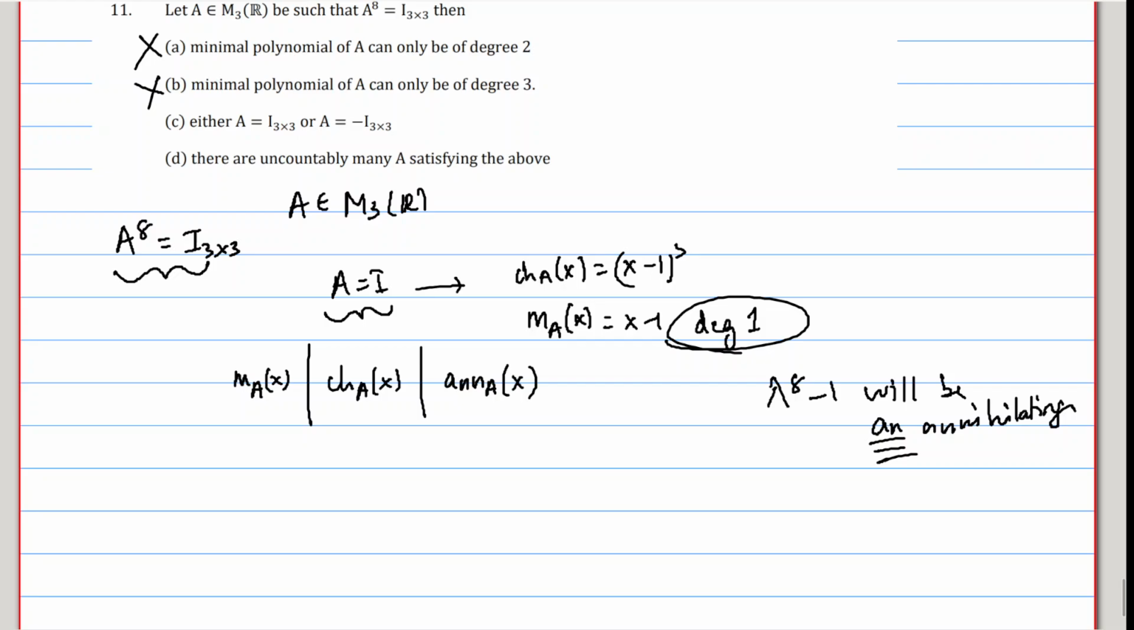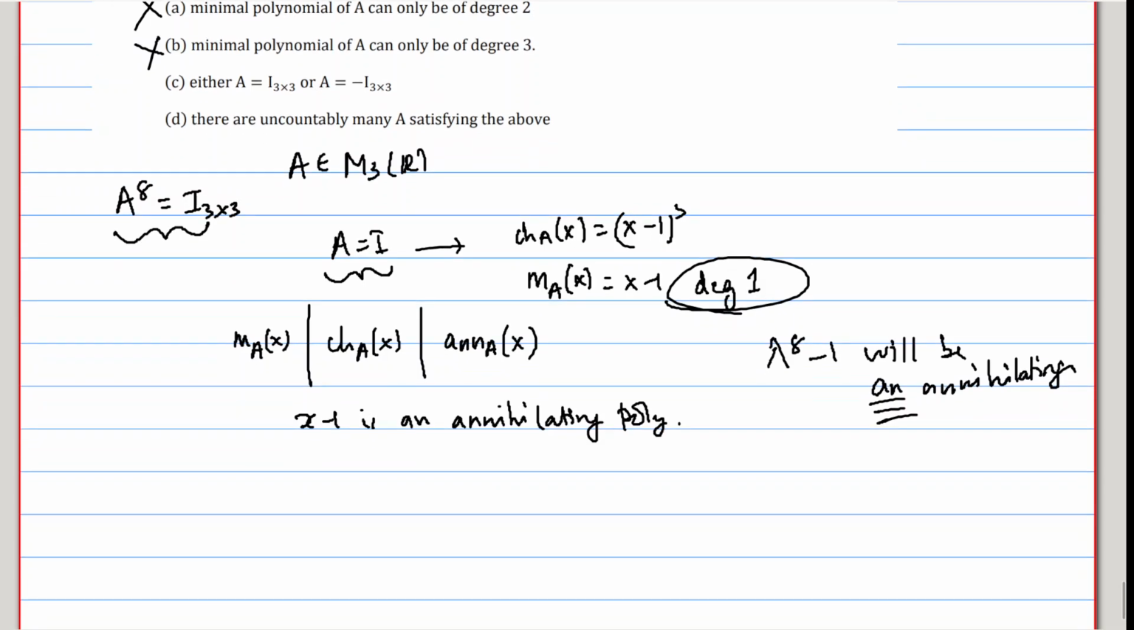My claim here is that x minus 1 is an annihilating polynomial for A equal to I. A equal to I implies A minus I equal to 0. That implies x minus 1 is an annihilating polynomial. Is it okay?